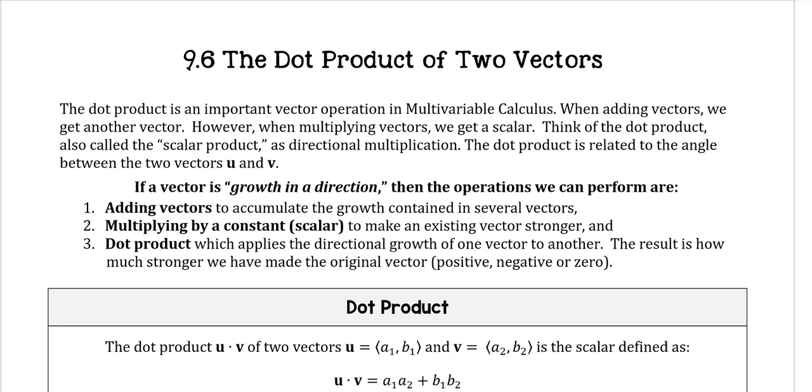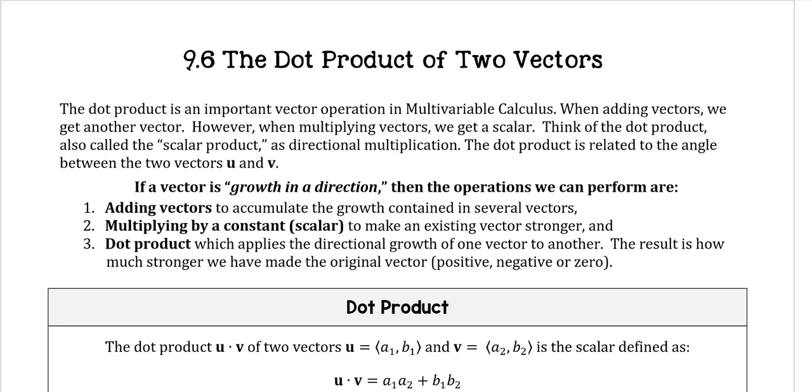So when adding vectors, we get another vector. However, there's two ways to multiply vectors. When we use a dot product, when we multiply the two vectors, we get a scalar. So this is a scalar product, and it's also a directional multiplication. So the dot product is related to the angle between the two vectors u and v. So you end up with a scalar.